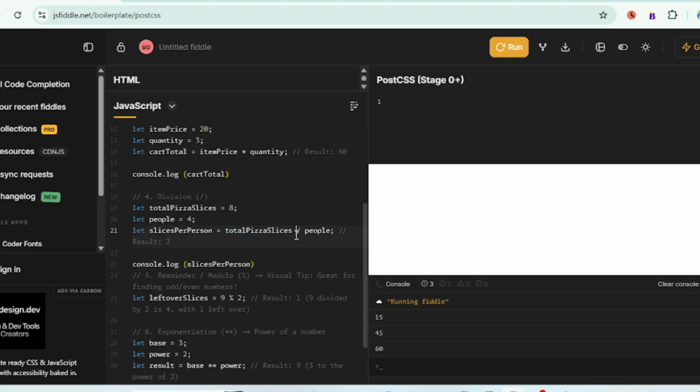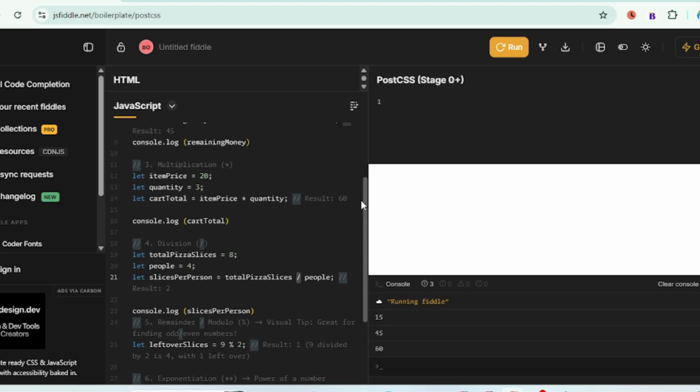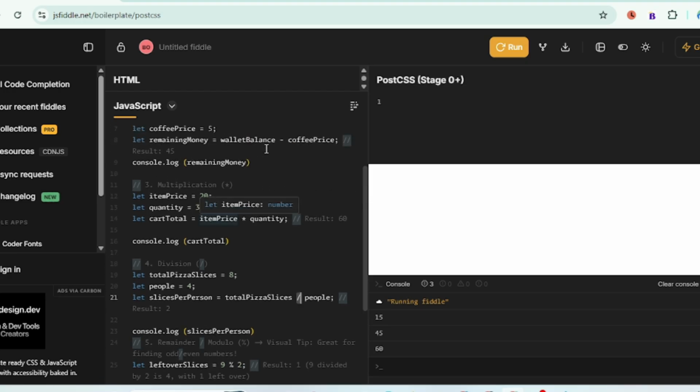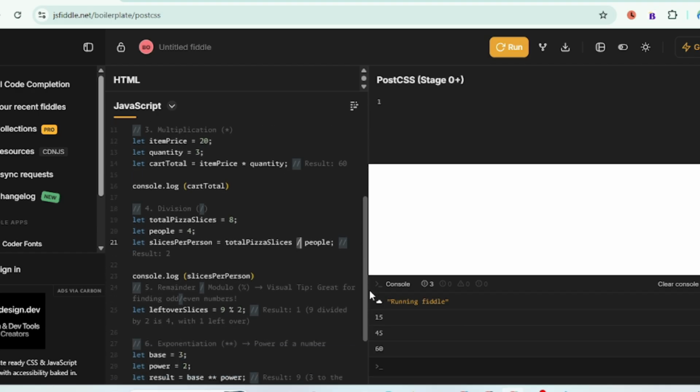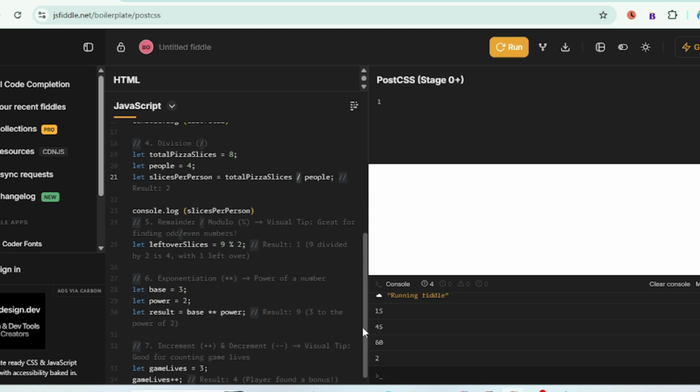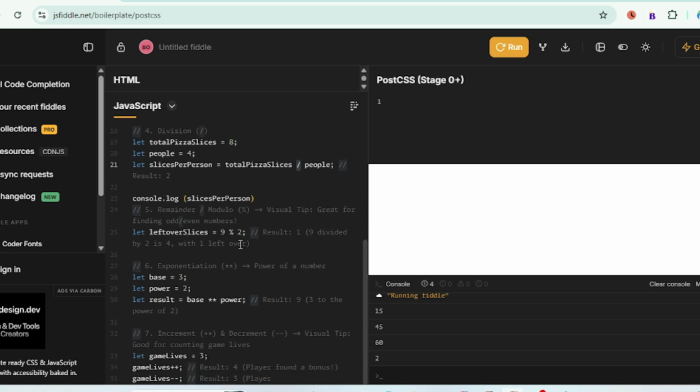So this is division. When you see these signs, this is division, multiplication, minus, and plus. So we're going to divide 8 divided by 4, which I believe will give us 2. Yes. So we go into the other ones.